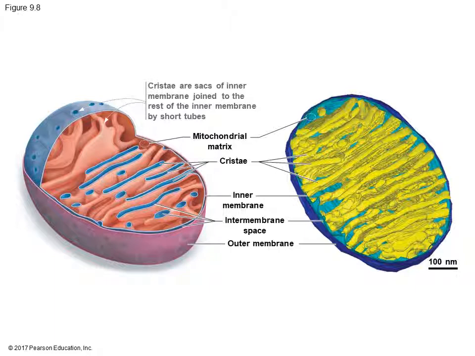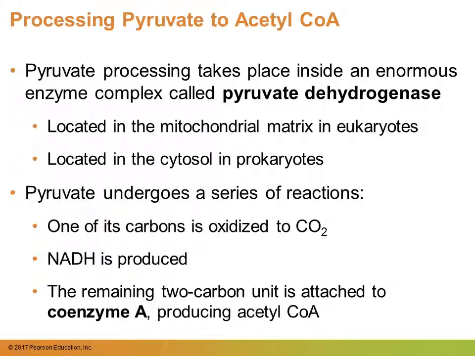So in this diagram, you can see that mitochondria have a double membrane. The outer membrane, and then the inner membrane is folded like a labyrinth. And in between those spaces is the matrix. Pyruvate processing takes place in the matrix of the mitochondria, and what drives it is the enzyme pyruvate dehydrogenase.